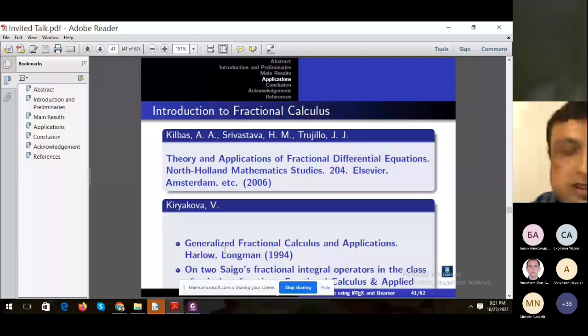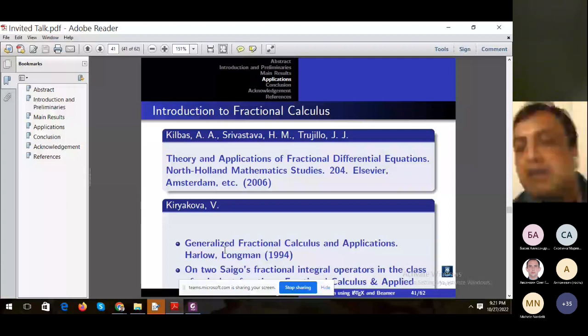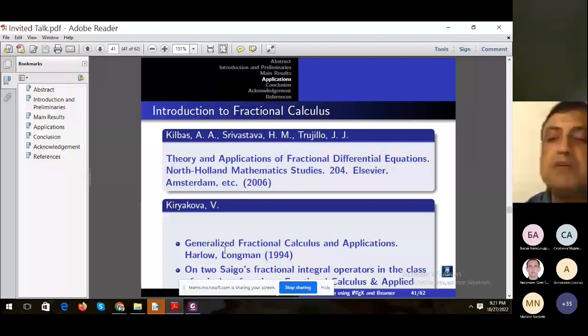Then here I mentioned some of the well-known contributions by Professor Kiryakova in 1994. She generalized fractional calculus and its applications. It is a very classic paper to understand the behavior of fractional calculus and its applications. She also developed the Saigo fractional integral operator, using special functions for the first time. She used the 2F1 Gauss hypergeometric function in the kernels of the fractional operator and generalized it; that is called the Saigo fractional integral operators.